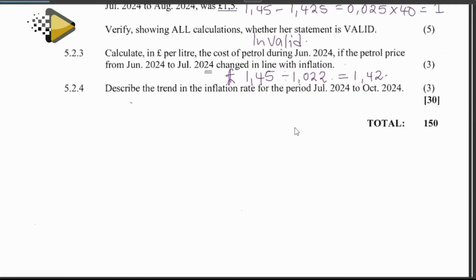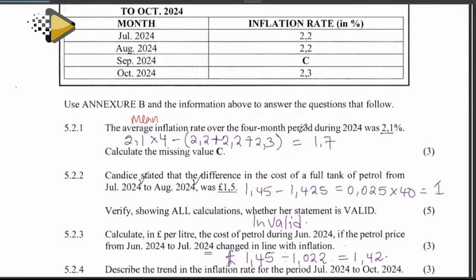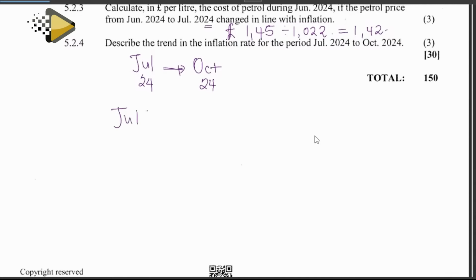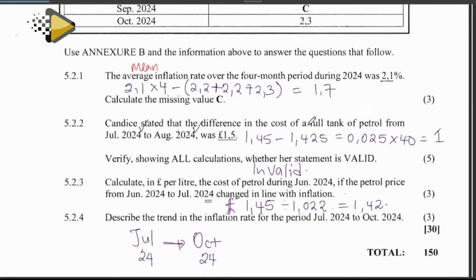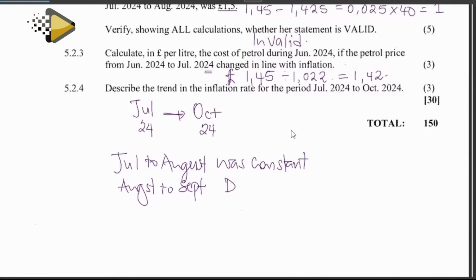Describe the trend from July 2024 to October. Let's describe what we're describing here. It was the same, July to August, it was constant. Was constant in August to September. It decreased. Then September to October, it increased. And this marks the end of our paper.